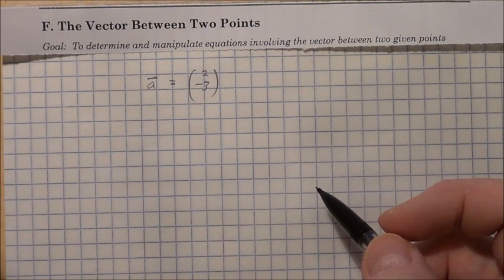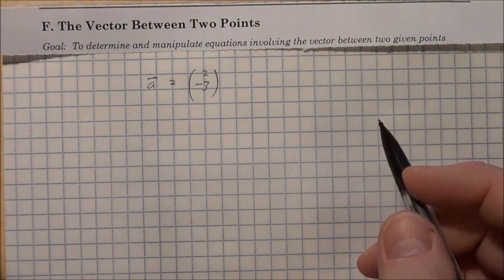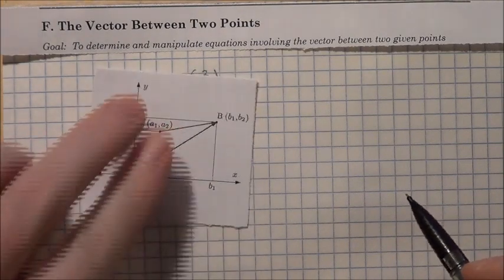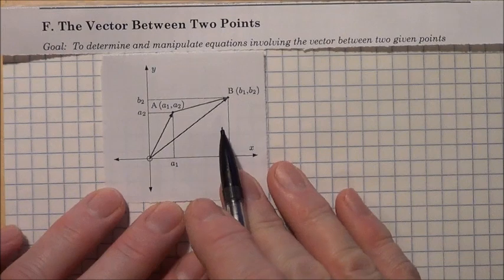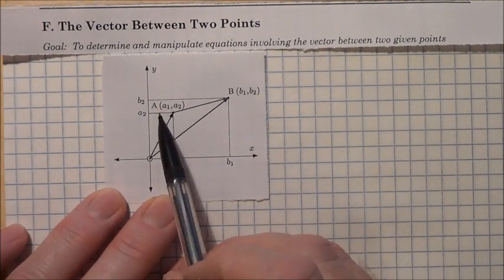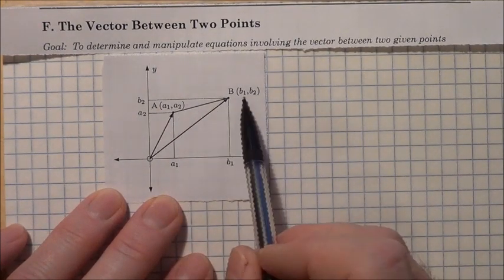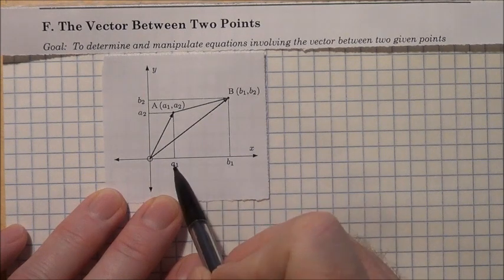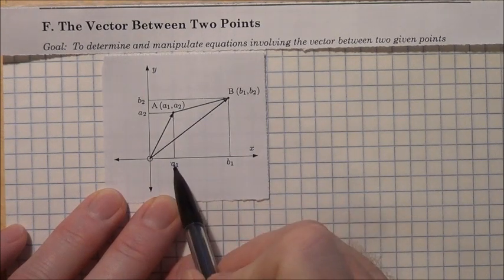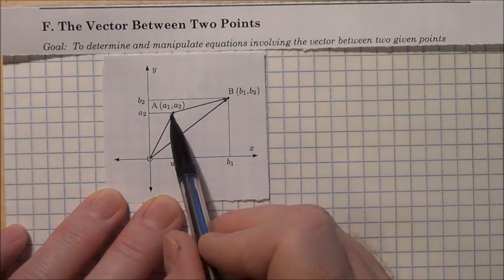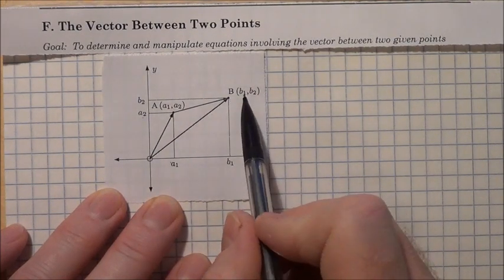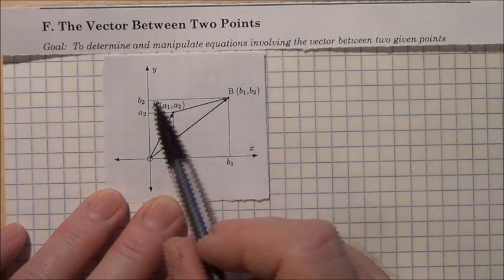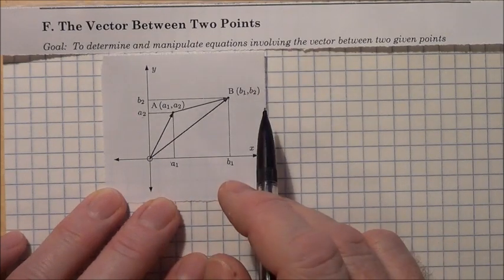There are some times where we have 2 other points, and we need to find the vector between those 2 points. So instead of relative to the origin, relative to each other. So for example, point A here is A1, A2, point B is B1, B2. We see the x-coordinate of point A is A1, the y-coordinate of point A is A2, likewise B1 is the x-coordinate for point B, and B2 is the y-coordinate of point B.